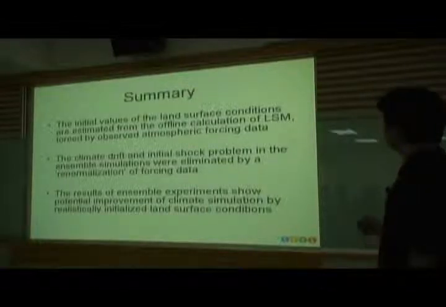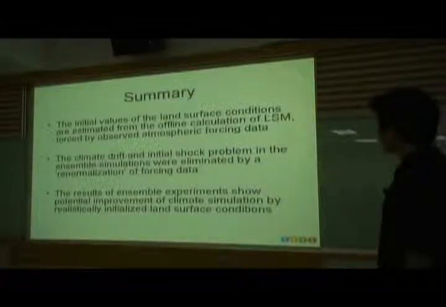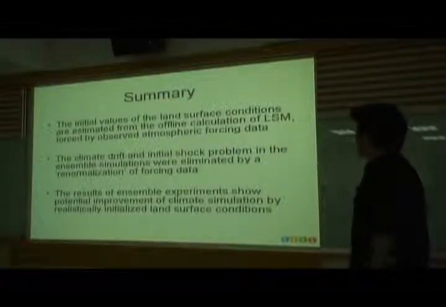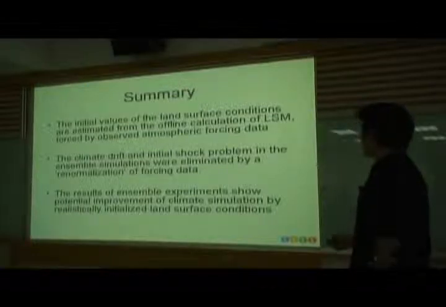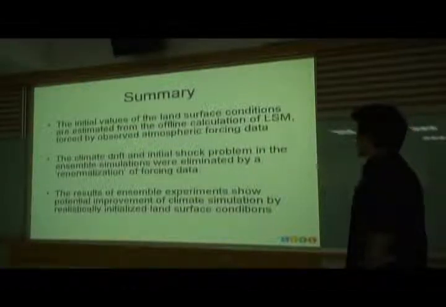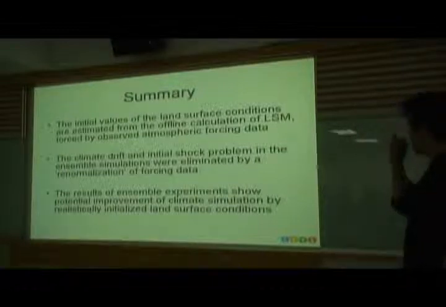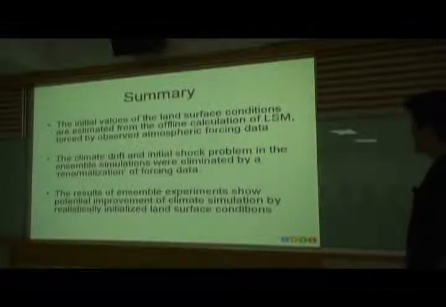The initial values of the land conditions are estimated from offline calculation of LSM, and the climate drift and initial shock problems in the ensemble simulations were eliminated by renormalization. It's a correction of climate data. The results of the ensemble experiment show potential improvement of climate simulation by realistically initialized land conditions, I think.